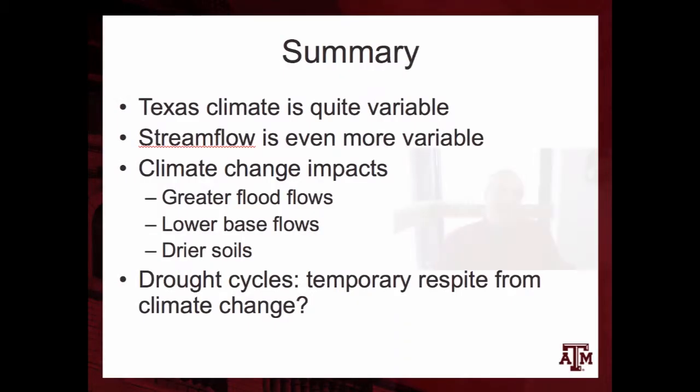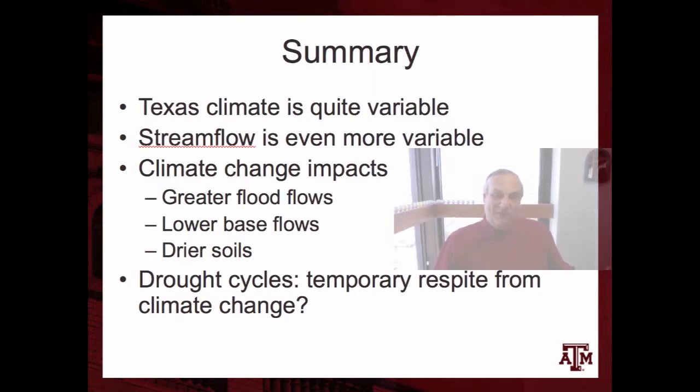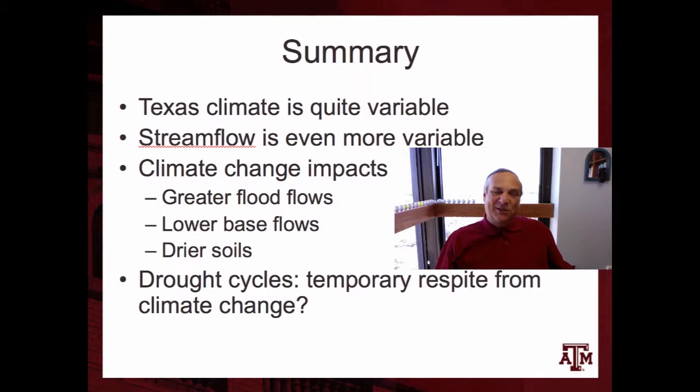So to summarize, the climate in Texas is quite variable. You don't get the same thing year after year, and that's because it's influenced strongly by the Pacific and Atlantic Ocean. And stream flow is even more variable because even with normal rainfall, especially in West Texas, you may not get much stream flow except for those really intense flood events.